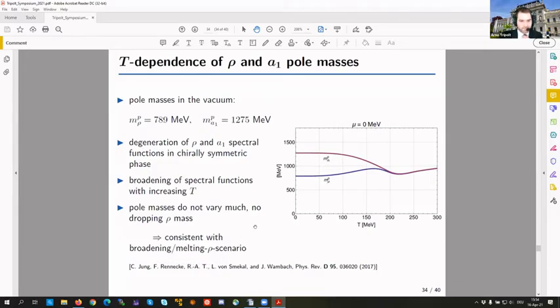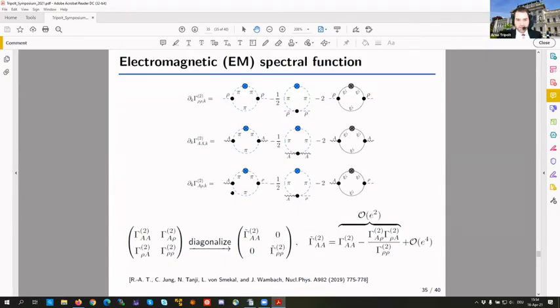Yeah, in the final part of my talk, I want to come to the electromagnetic spectral function and to dilepton rates. In order to calculate dilepton rates, we need this electromagnetic spectral function, which is basically given by the photon-photon correlation function. So what we did, we derived flow equations for the two-point functions of the rho, the photon, and the mixing part of rho and photon. As I mentioned, the rho and the photon have the same quantum number, so they can mix. And so we have to diagonalize this matrix of two-point functions to arrive at the physical photon-photon two-point function. And this is then the electromagnetic spectral function.